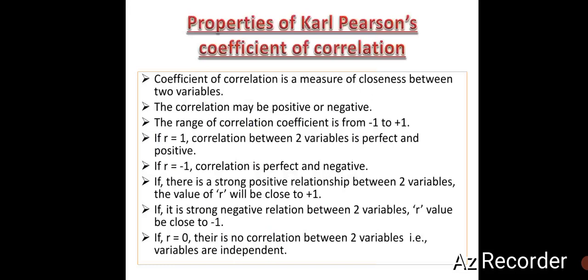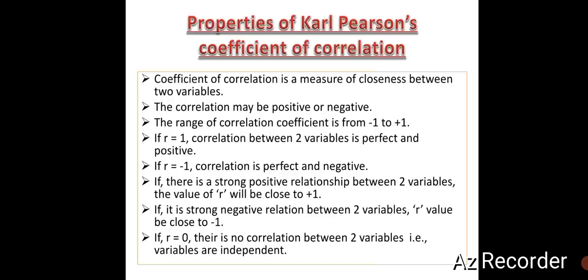So now there are certain properties of Karl Pearson's coefficient of correlation. The coefficient of correlation is a measure of closeness between the two variables. As you have seen in the example, we found out how close the two variables are, and the answer is they are highly correlated, right? The correlation may be positive or negative. Yes, we know that it goes from highly positive to highly negative, and even perfect positive to perfect negative, right?